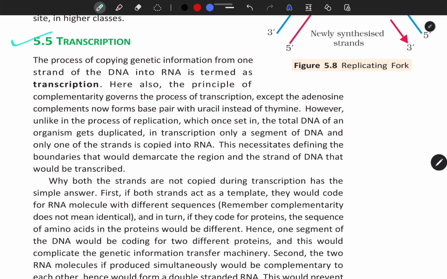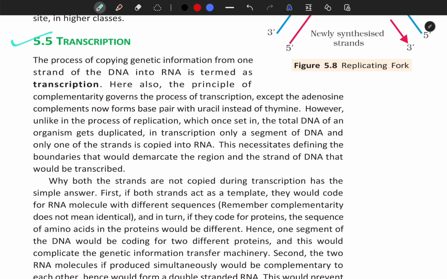5.5 Transcription. The process of copying genetic information from one strand of the DNA into RNA is termed as transcription. Here also, the principle of complementarity governs the process of transcription, except that adenosine now forms base pair with uracil instead of thymine. However, unlike in the process of replication, which once set in, the total DNA of an organism gets duplicated, in transcription, only a segment of DNA and only one of the strands is copied into RNA.